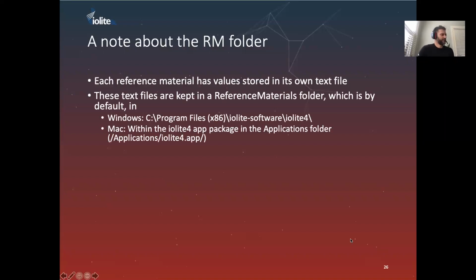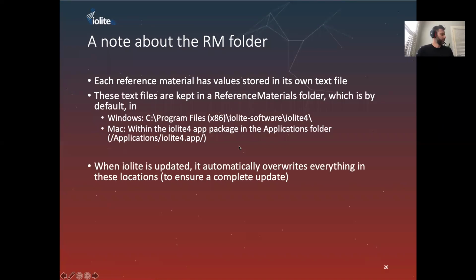By default, these files are kept in the reference materials folder, which on Windows is in C program files x86, iolite software, and then iolite 4. If you're part of the beta program, this folder might be called iolite 4 beta. On Mac, they're actually within an iolite 4 app package in the applications folder. So it'll look something like this.